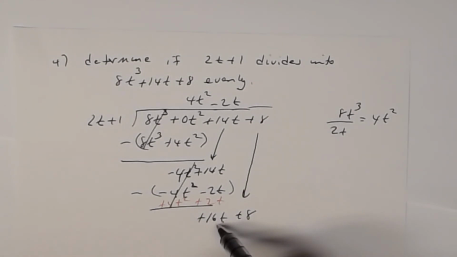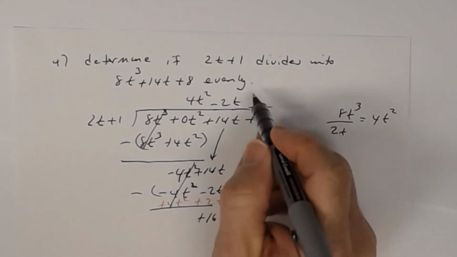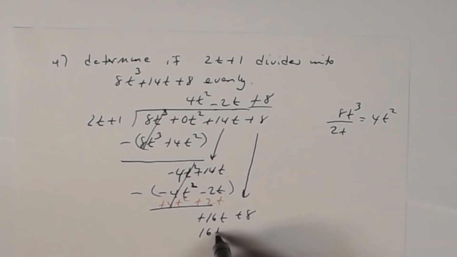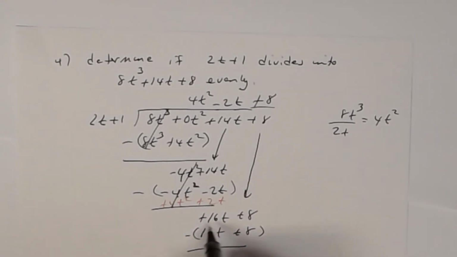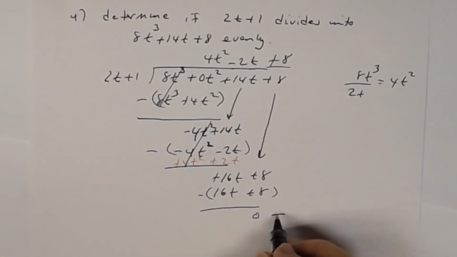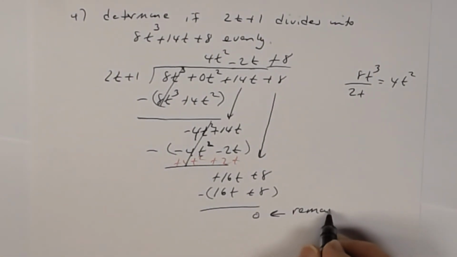2t into 16t is 8. 8 times 2t is 16t. 8 times 1 is 8. And notice that if I subtract these, this and this are exactly the same. So when I subtract them, I'm going to get a remainder of 0. So there's your remainder. Okay?